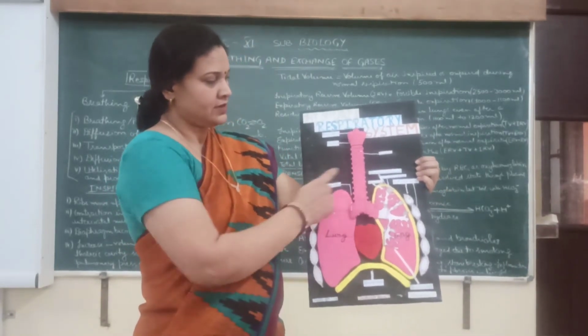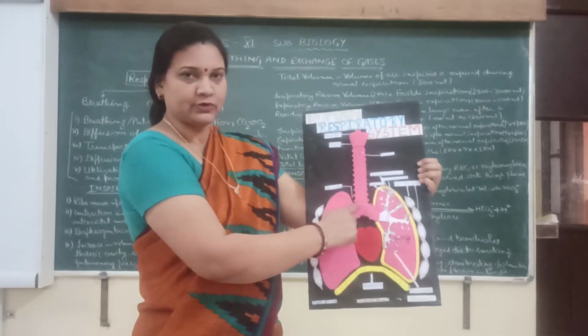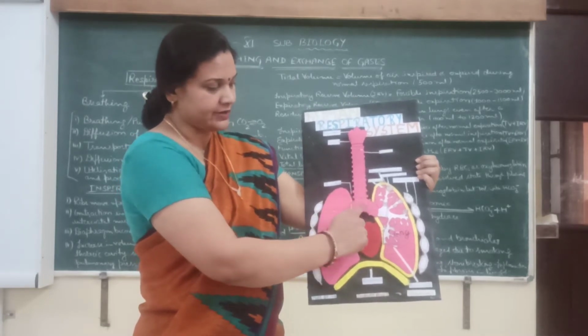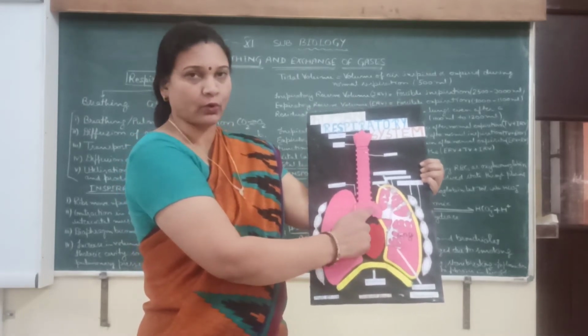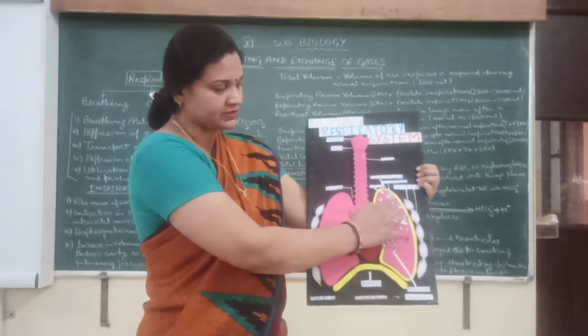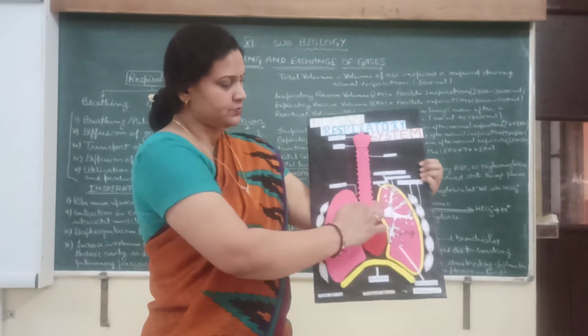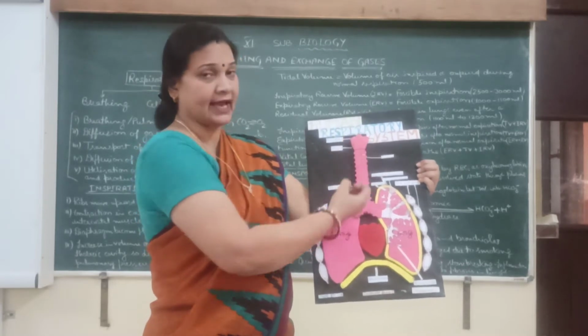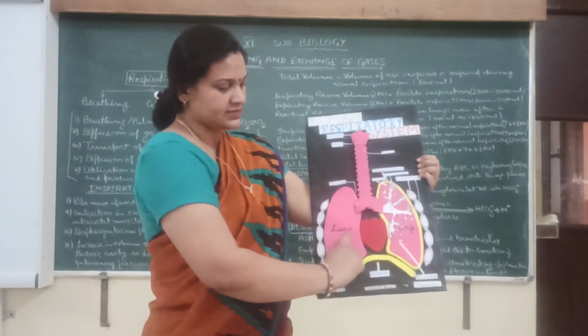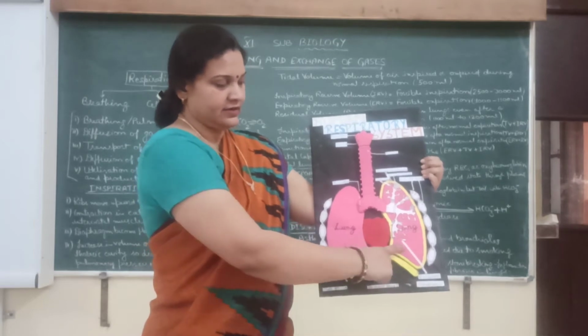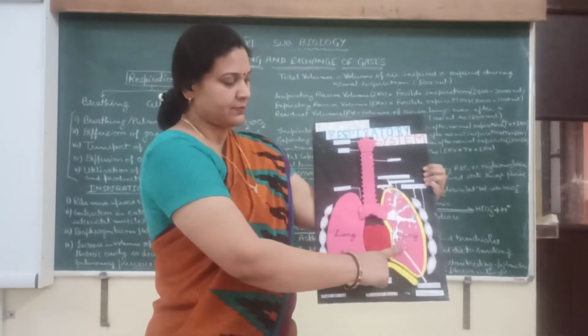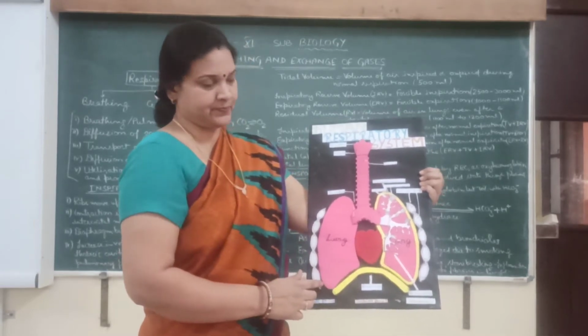In this is the windpipe, trachea, and the trachea is divided into two parts. These are the bronchi, and the bronchi are further divided into bronchioles. So these are the tubes through which the air is inhaled into the lungs. Lungs are the main respiratory organs, which are present in the thoracic cavity.